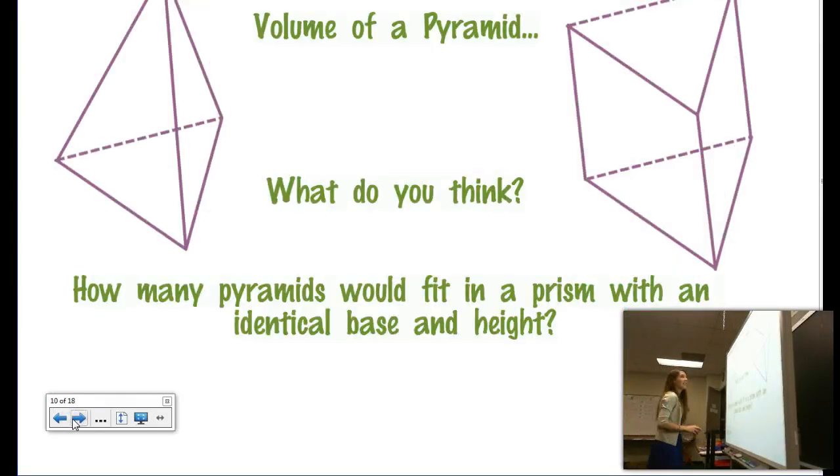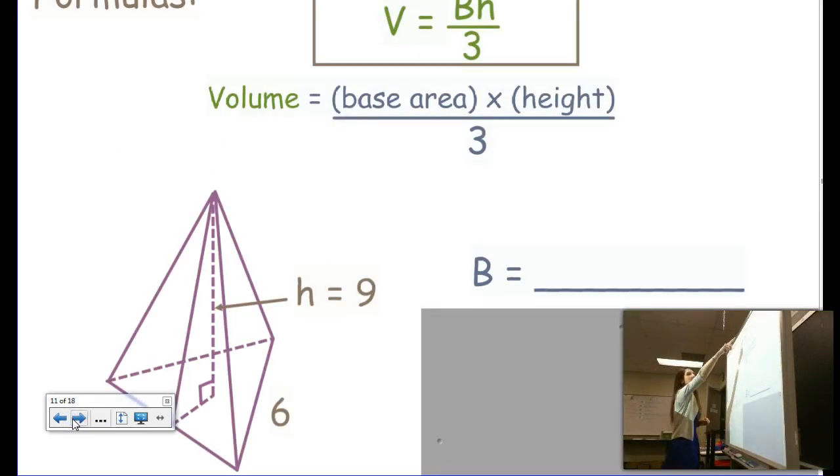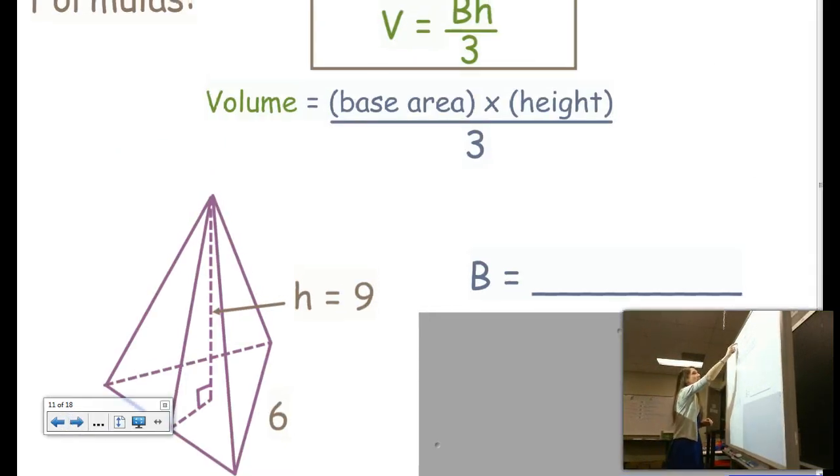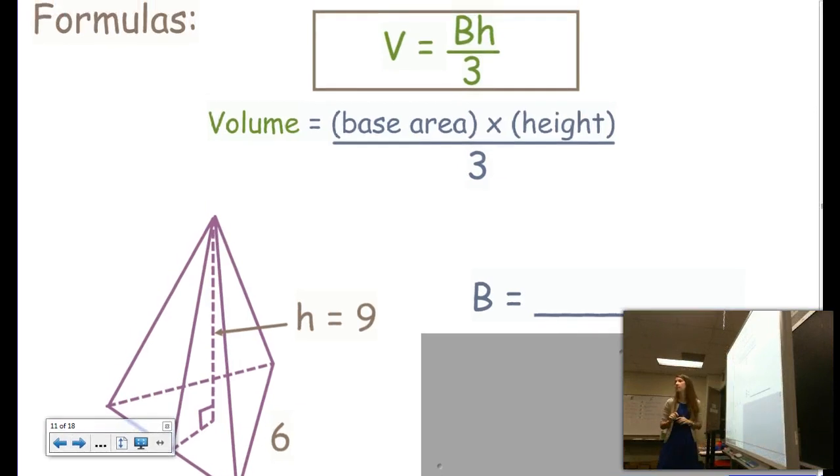Instead of being base times height, it is base times height divided by 3. Write it down: base times height divided by 3, because a pyramid is a third of a prism. One third.